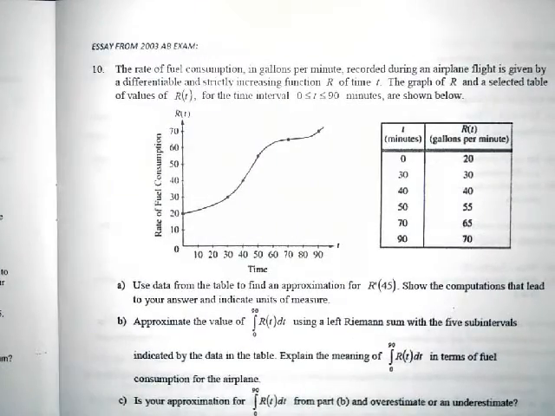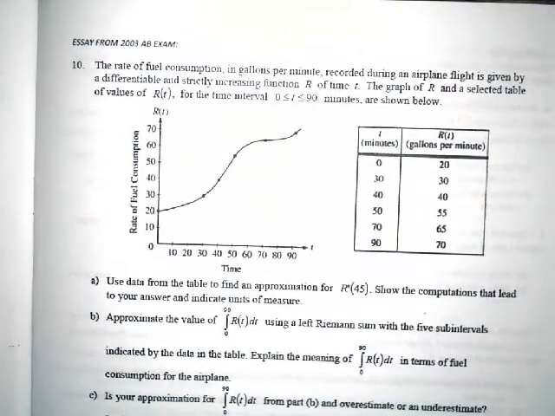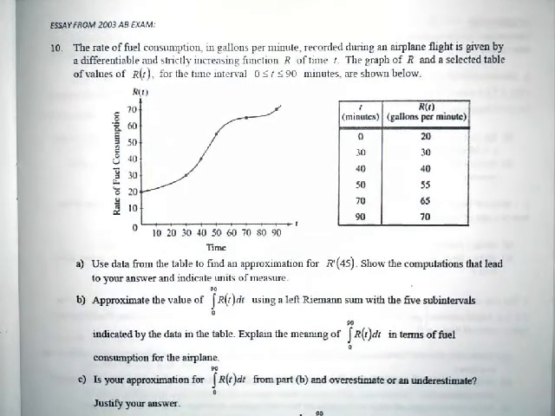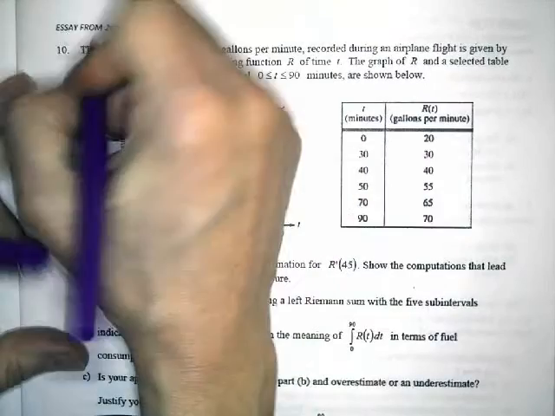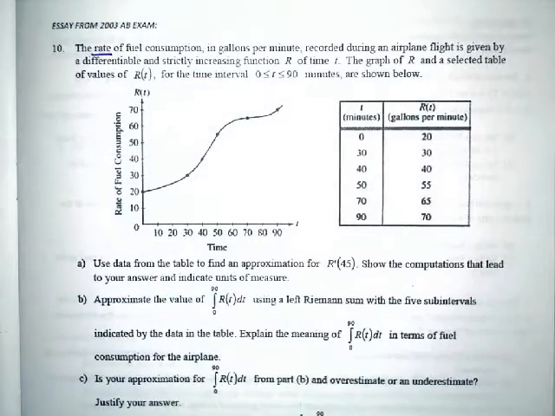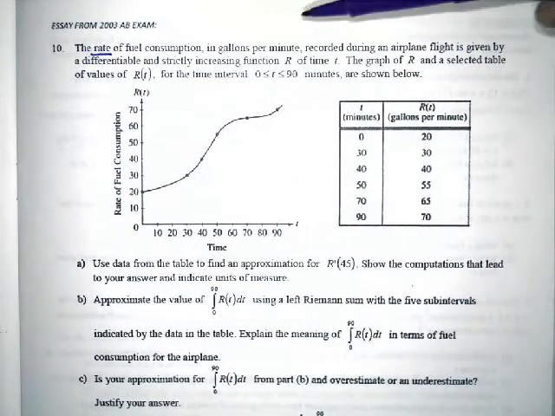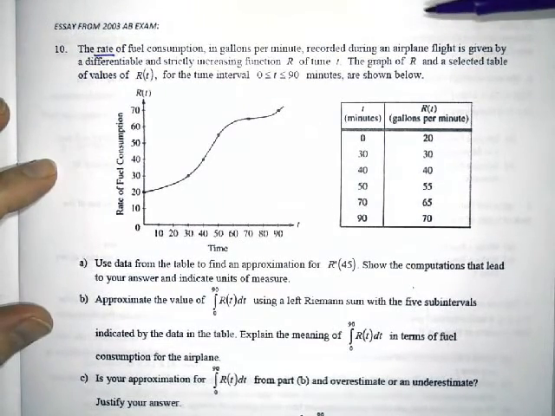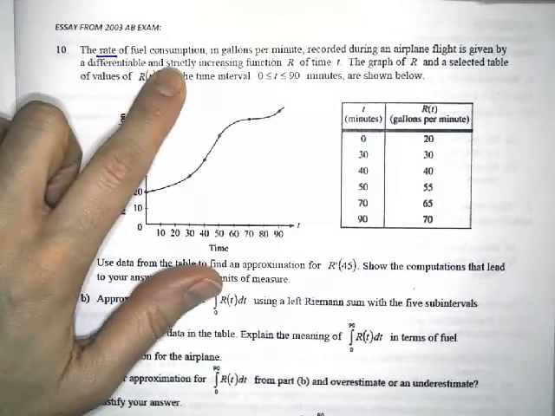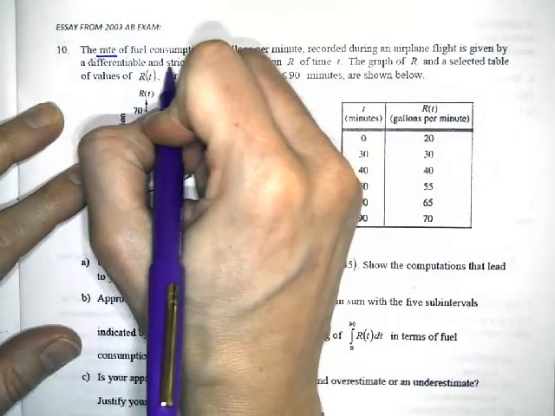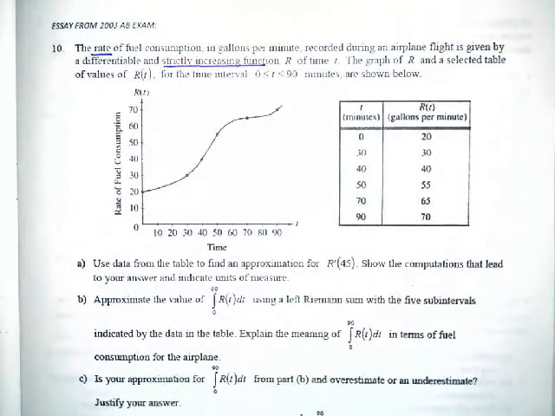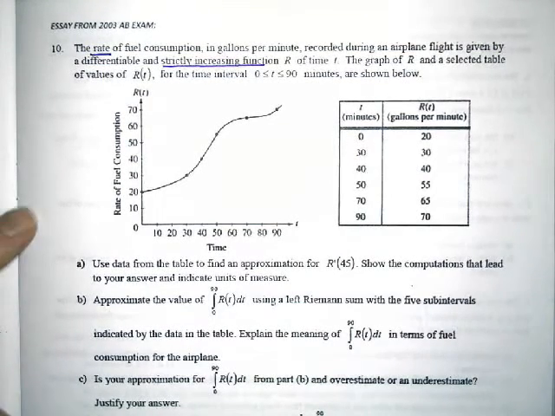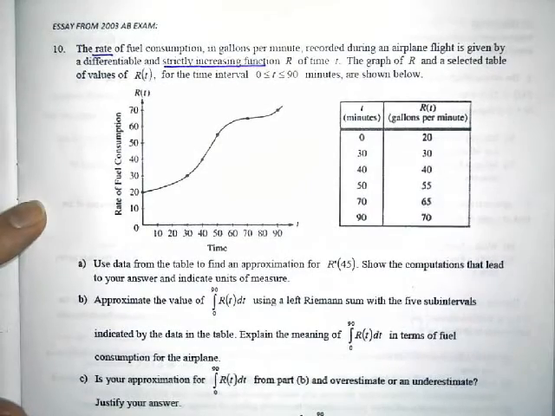All right, so now you can see we're not given functions, we're given a graph as well as a table. So a different way that this information can be presented. So we have the rate of fuel consumption. Again, consistent here, our function is a rate function. So in gallons per minute, recorded during an airplane flight is given by this function, differentiable and strictly increasing. That'll be important later. Function r of time t. Okay, so I have the graph and a table of values over the interval from 0 to 90 minutes.